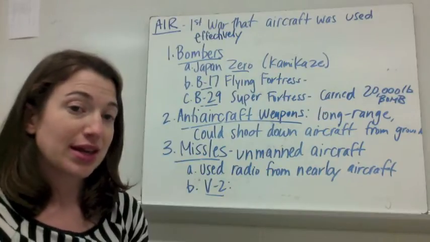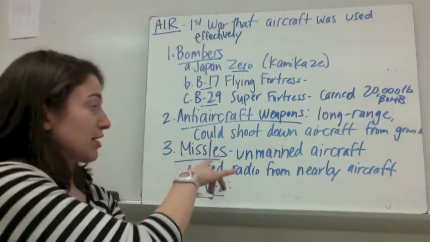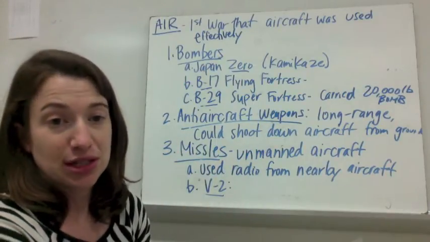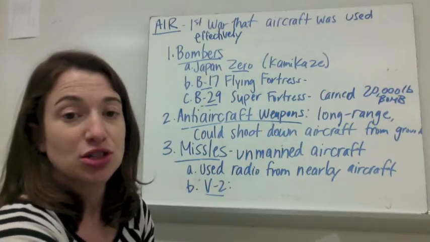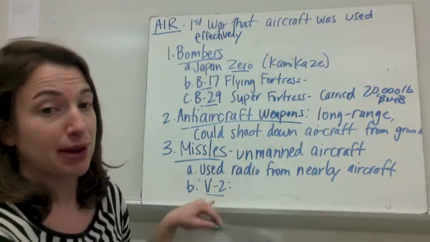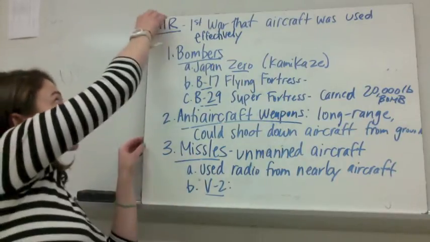It weighed 28,000 pounds, but once it was sent out, once that radio signal sent it out, it couldn't be recalled. So once it was sent to its target, it couldn't be changed or adjusted. So the Germans are known for having a really powerful and effective missile.